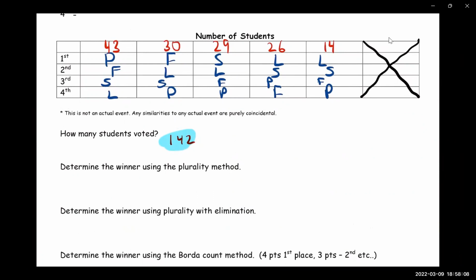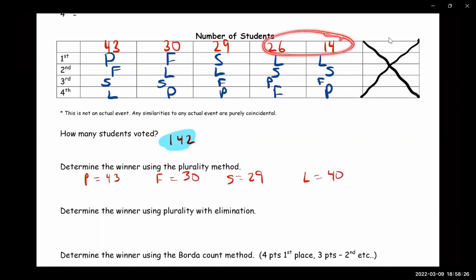According to this, P wins because P has 43. That's right. So P had 43 first place votes, F had 30, S had 29, L had 40, because you add these two, right? Yep. Clearly, as you can see, the winner is probability. All right. Probability is the winner.